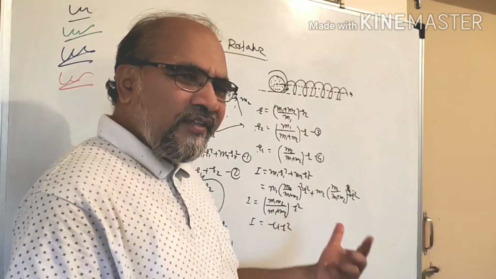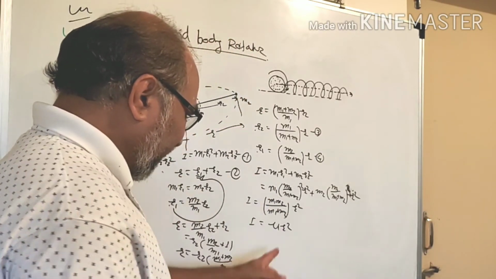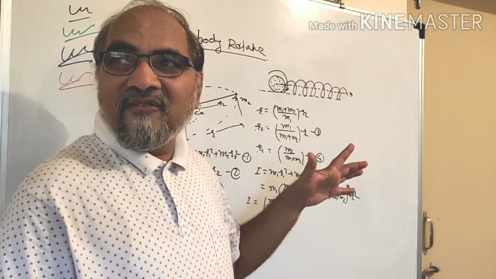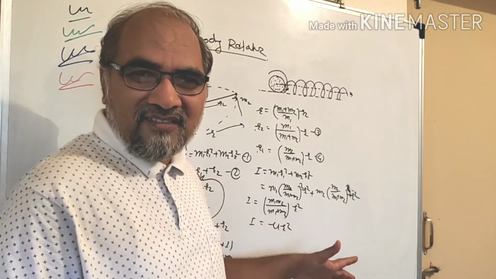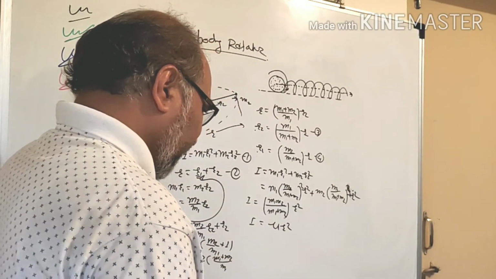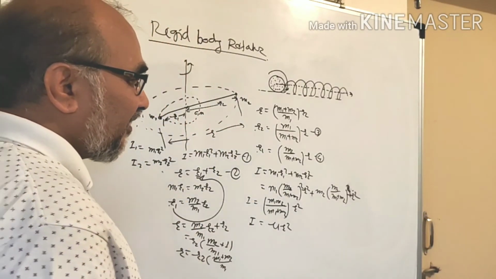For the general formula, it is the product of all the masses divided by the sum of all the masses, and therefore this is called the reduced mass. Okay, so this is the moment of inertia. Now what is the kinetic energy for that?